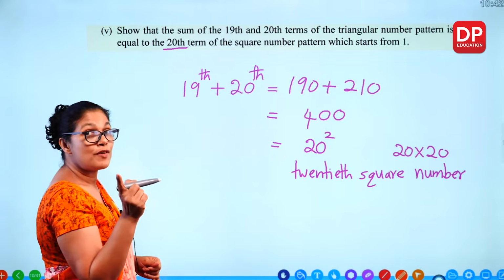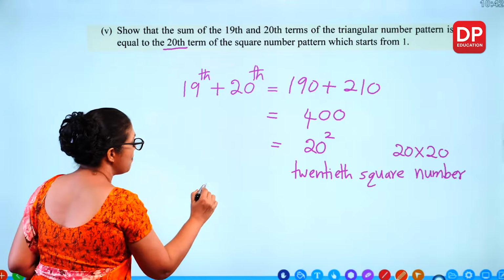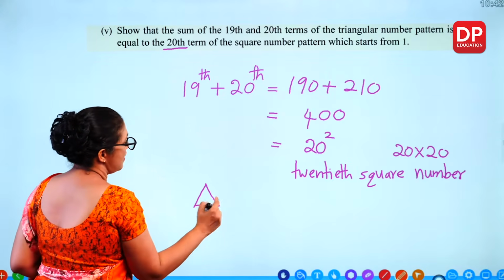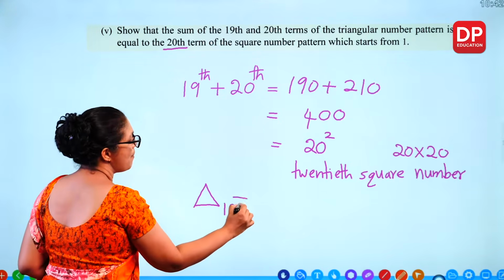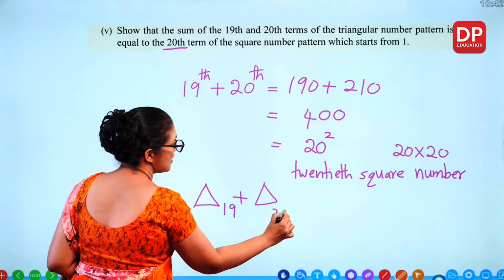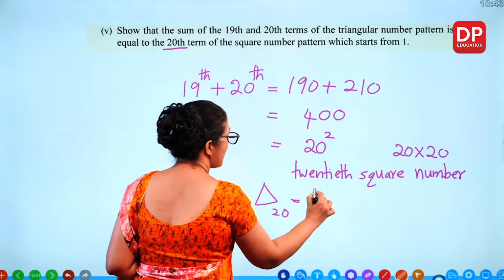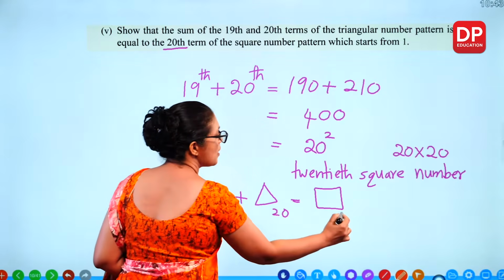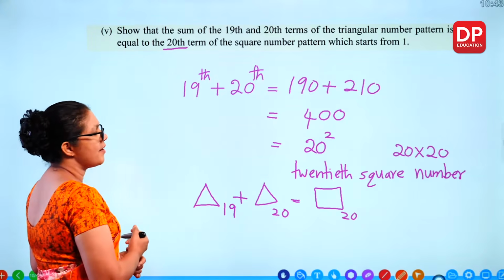So when we were doing the lesson, can you remember? I did 19th triangular number plus 20th triangular number. You are getting 20th square number.